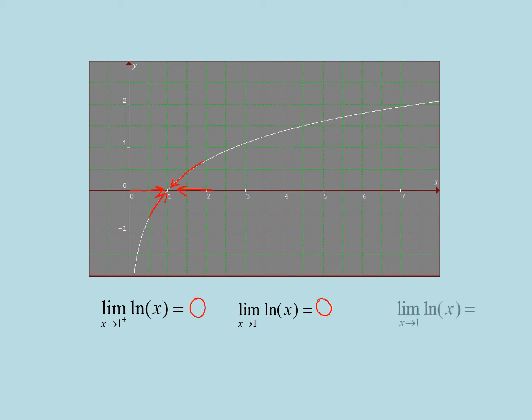What can we conclude from this? We can conclude that the limit of ln of x as x approaches 1 equals 0. Because the one-sided limits equal each other, this one-sided limit equals this one-sided limit. Therefore, we know the limit of ln of x as x approaches 1 equals 0.